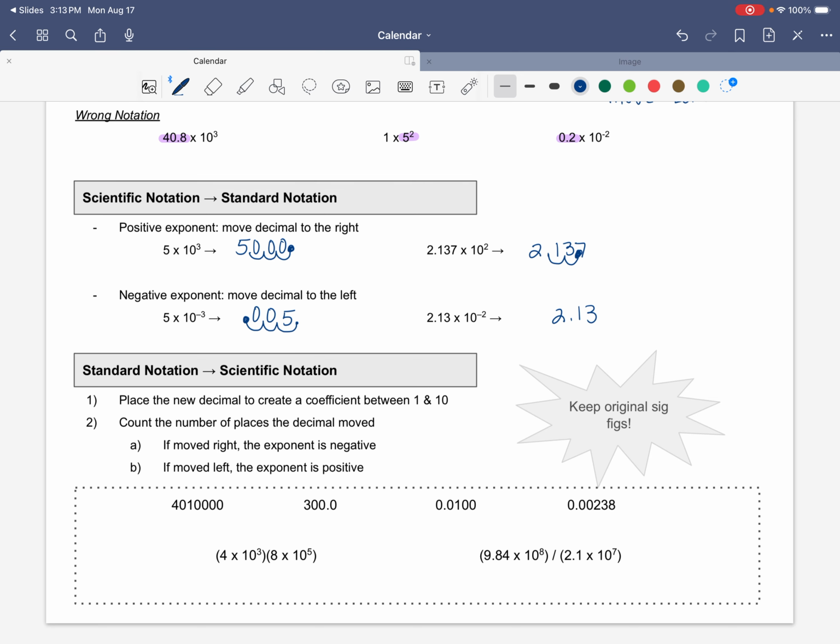2.13, again, I am going to be moving my decimal place to the left. In this case, 2 places, so 1, 2. So I only need 1 placeholder 0 in order to complete the standard notation.